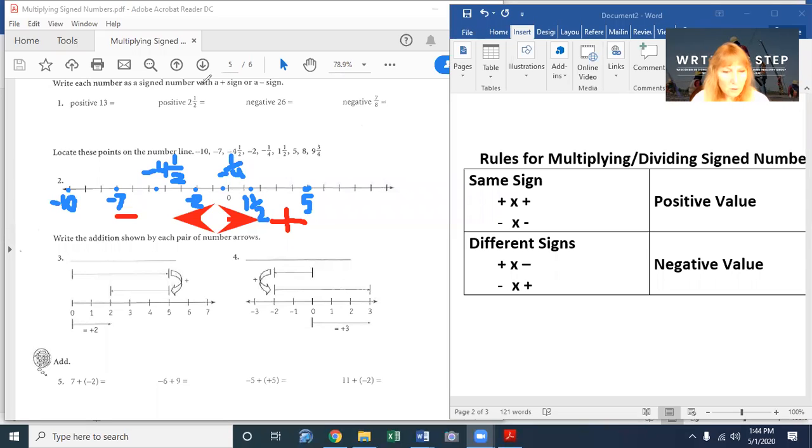Write an addition shown by each pair of number arrows. So if you look, this can look a little weird at first, but once you understand what it's showing you, then it's okay. So this here, from here to here, is from 0 to 5, right? So that's a 5, right? And then they want us to add something to that. So what are we going to add to that?